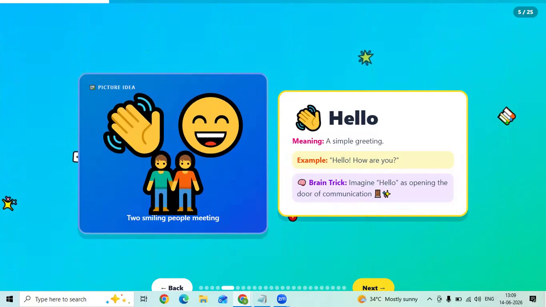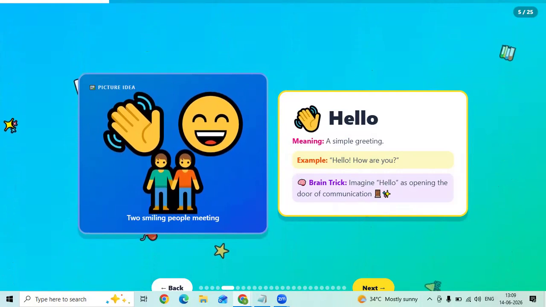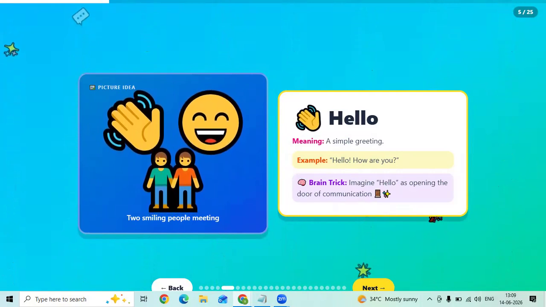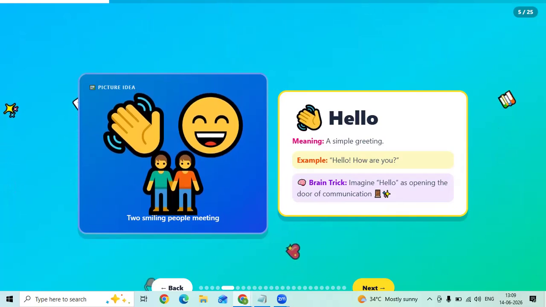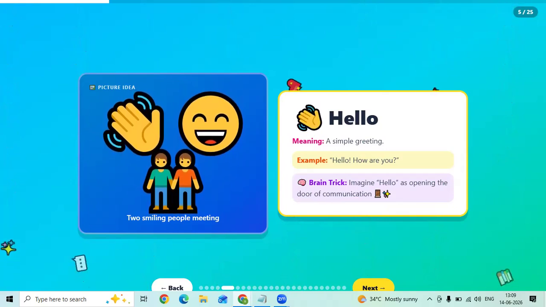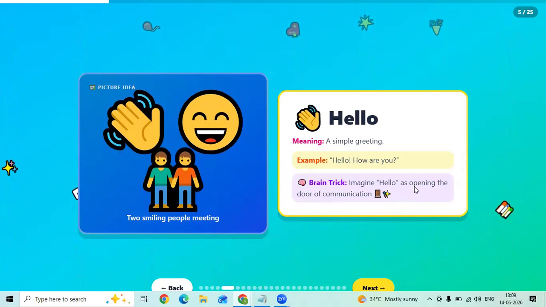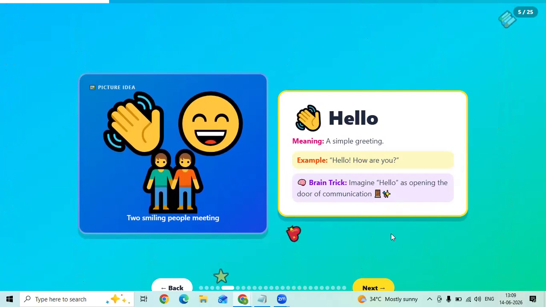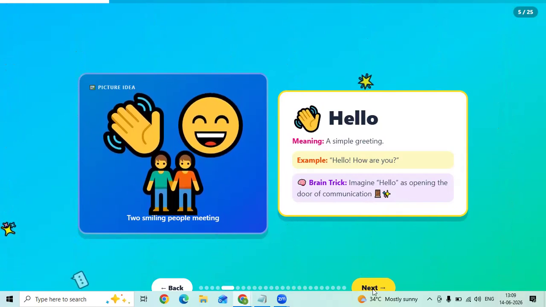So when you want to open a door of communication, because you may feel some awkward situation when you meet someone, so you keep mum or your brain gets popped up with many ideas of what to tell and how to start the communication. So this is the trick. Imagine hello is the door of the communication. You can open the door of the communication with hello. How are you? Fine.